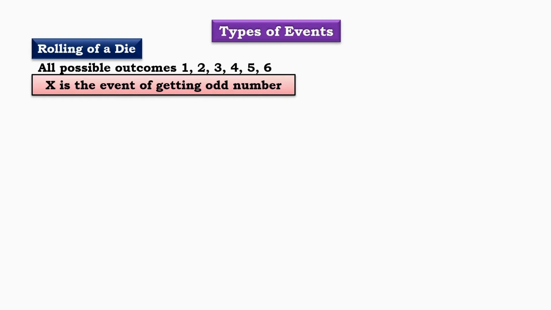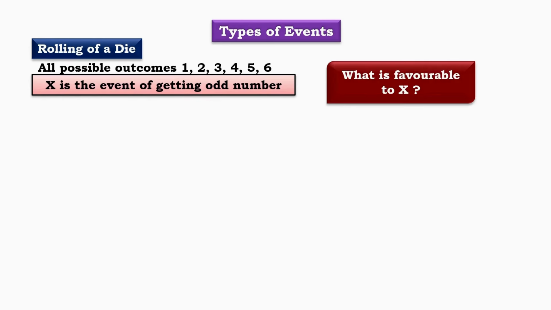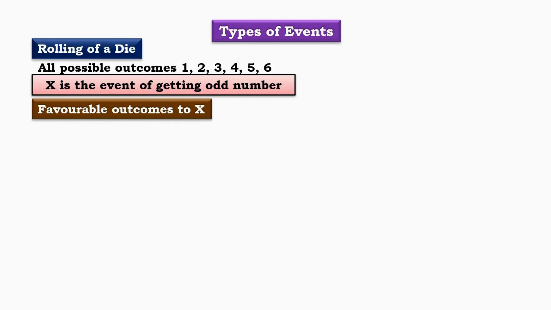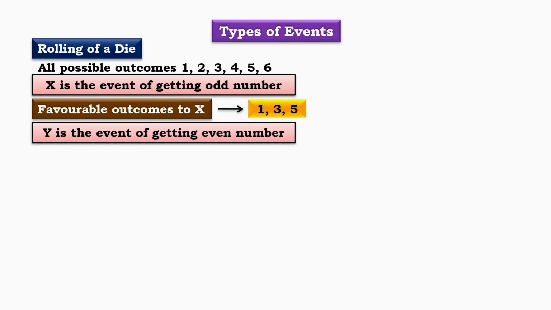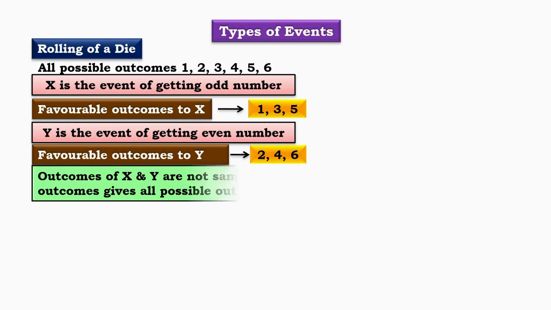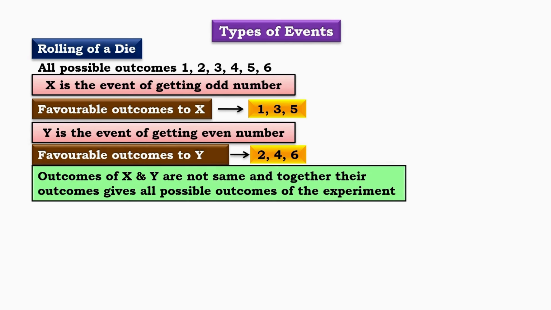Now, let us consider X is an event of getting an odd number when we roll a dice. What do you mean by an odd number? What is favorable to X over here? Odd means 1, 3, 5. These are the odd numbers. So the favorable outcomes to X are 1, 3 and 5. And if I say that Y is an event of getting an even number, the even numbers here are 2, 4 and 6. So the favorable outcomes of Y are 2, 4, 6.